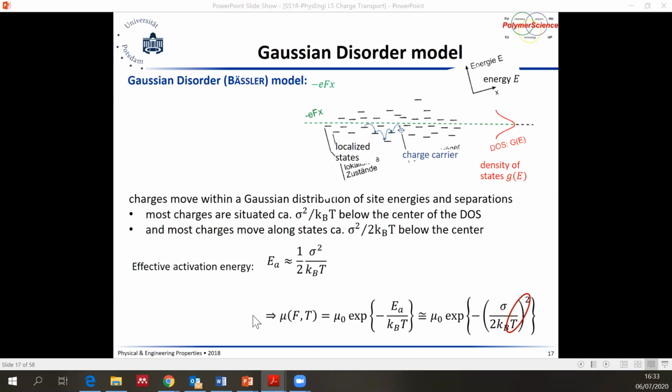So now we can write an equation for mobility, which is either in terms of activation energy or in terms of disorder. They're exactly the same thing, depending on which one of these parameters we have. We can typically get them with different measurements, so we can use either version of the equation to get the real mobility.